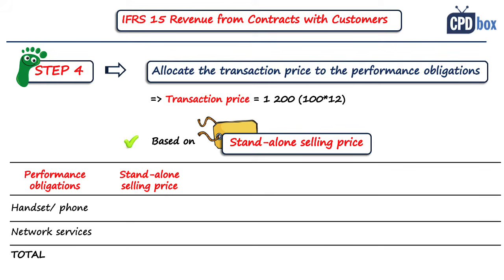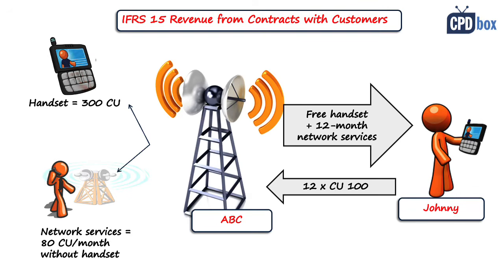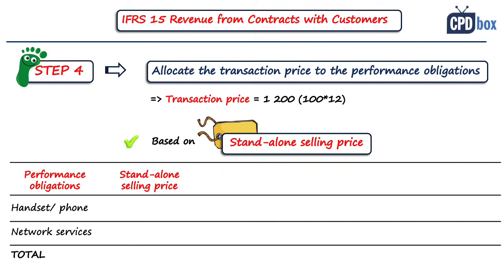And what about the standalone selling prices? Here's where the information about ABC comes in handy. You have seen this already. So the standalone selling price is simply the price at which ABC would sell the handset and network services separately. So it's 300 and 80 per month respectively, and we can insert these numbers into our table. 300 for the handset and 80 per month times 12 months, which is 960 for 1 year of the same network services if sold without a handset, right?